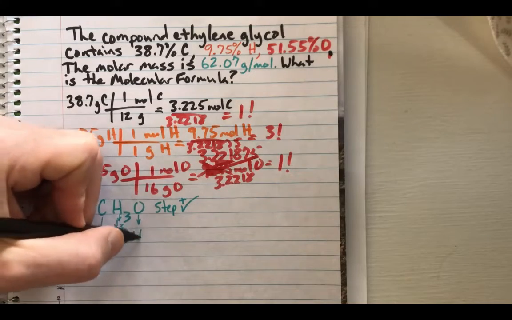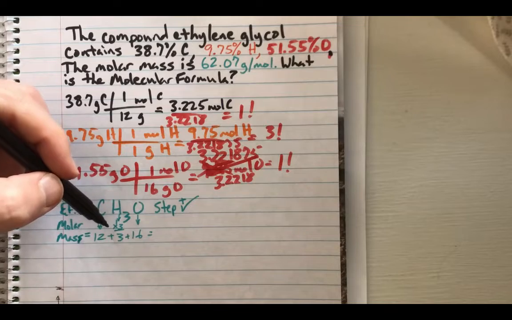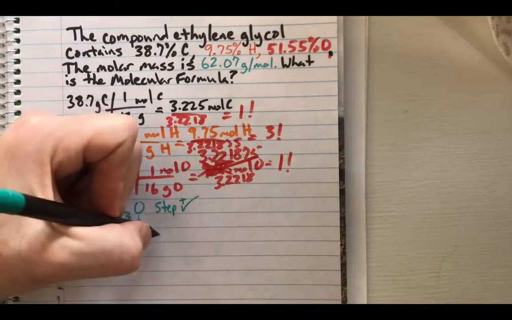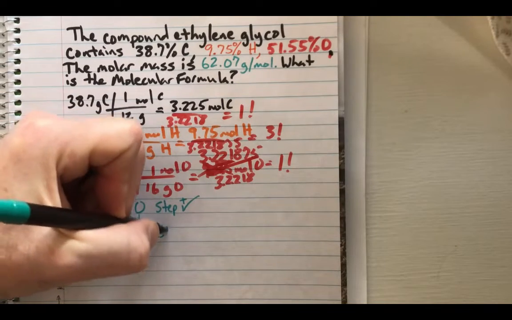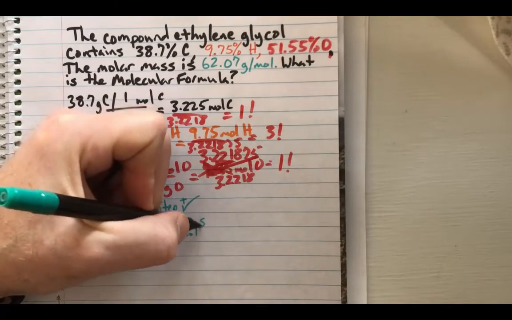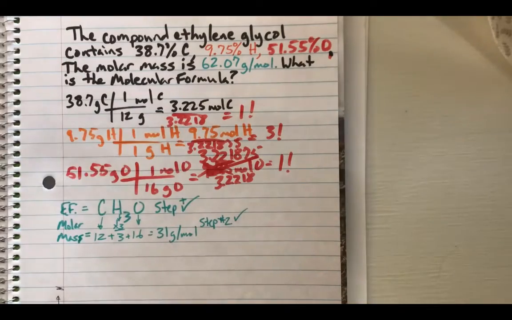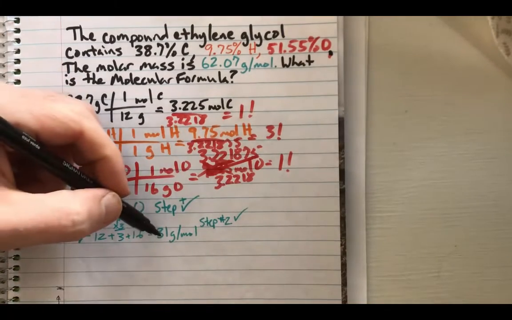Oxygen is 16. So when I add all of those up, the molar mass of the empirical formula is going to be 31 grams per mole. Okay, so I've now just done step number 2. All right, so now what do I do with this value?